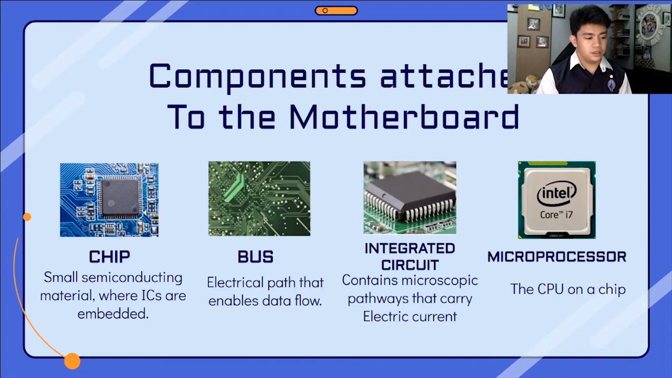First with the chip, the small conducting material where ICs or the integrated circuits are embedded. Makikita natin, ayan yung example sa screen, and then we have the bus, the electrical pad that enables data flow. So yung bus daw, dun daw dumadaan yung mga data, yun makikita natin to sa likod ng motherboard. Ayun daw yung mga bus. And then next, we have the integrated circuit, which contains microscopic pathways that carry electrical current. And next ay ang microprocessor, which is the central processing unit on a chip.